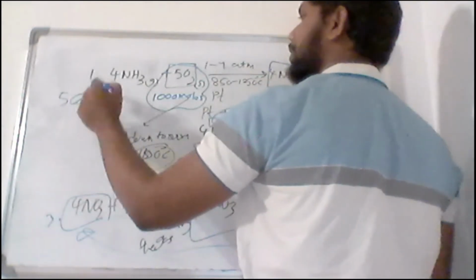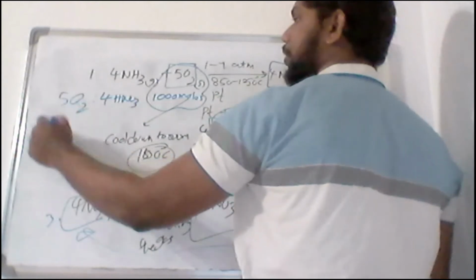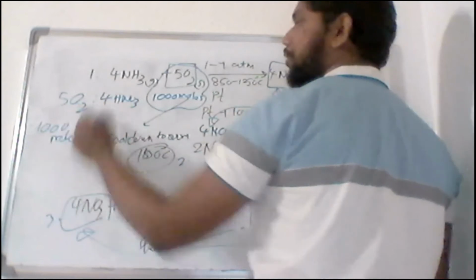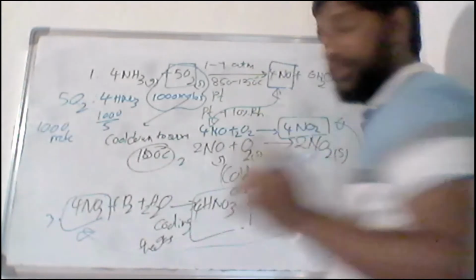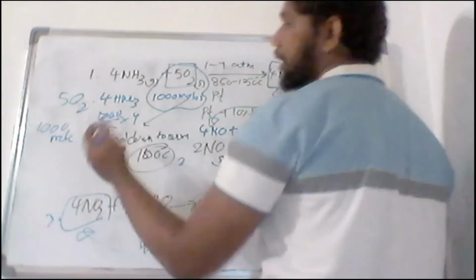So finally we have a relationship: 5O2 is to 4HNO3. So basically, if we use 1000 moles of this one, HNO3 moles will be 1000 over 5 to get 1 mole of oxygen and multiply it by 4.